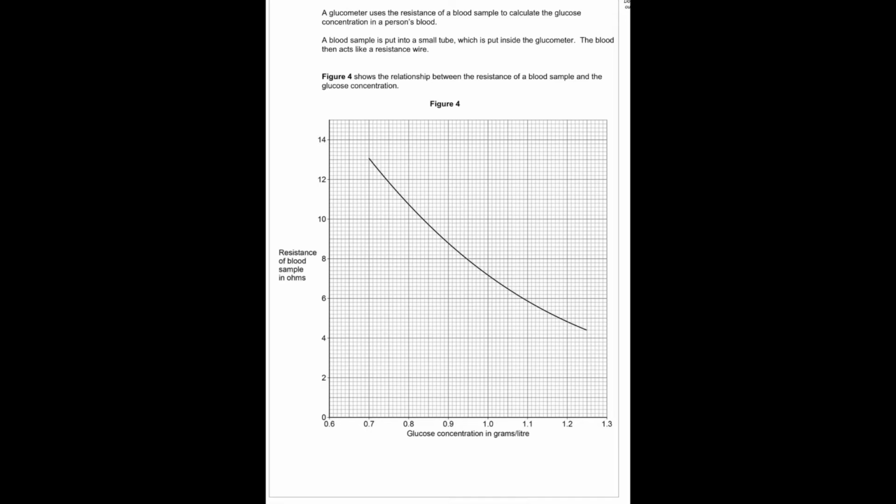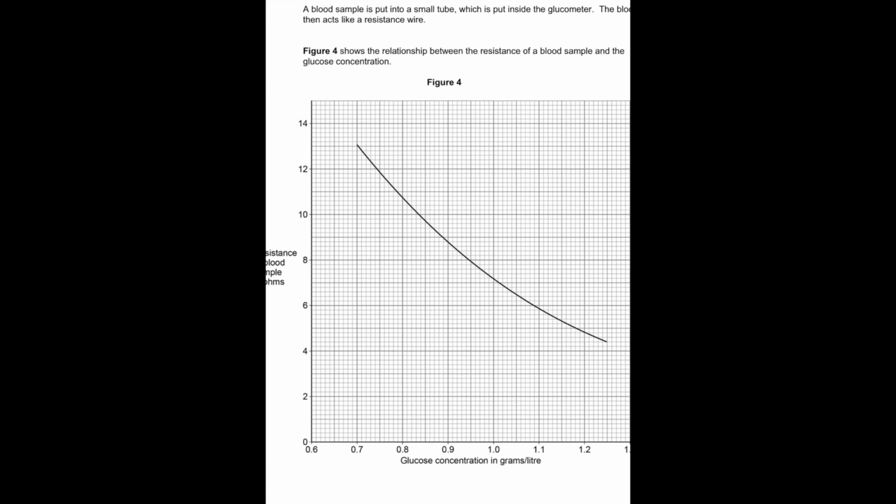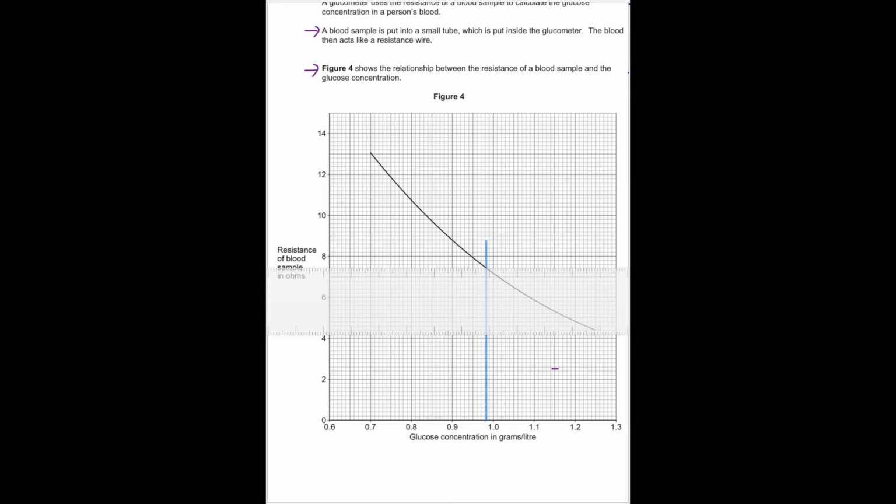If you did say that the length of wire is directly proportional to the resistance, you would still get the marks. A glucometer uses the resistance of a blood sample to calculate the glucose concentration in a person's body. The glucometer applies a potential difference of 0.9 volts across the blood sample. The glucose concentration of the blood sample is 0.98 grams per litre. Determine the current in the blood sample. So we would draw a line up from 0.98, then draw a line across from where it meets the graph and read off.